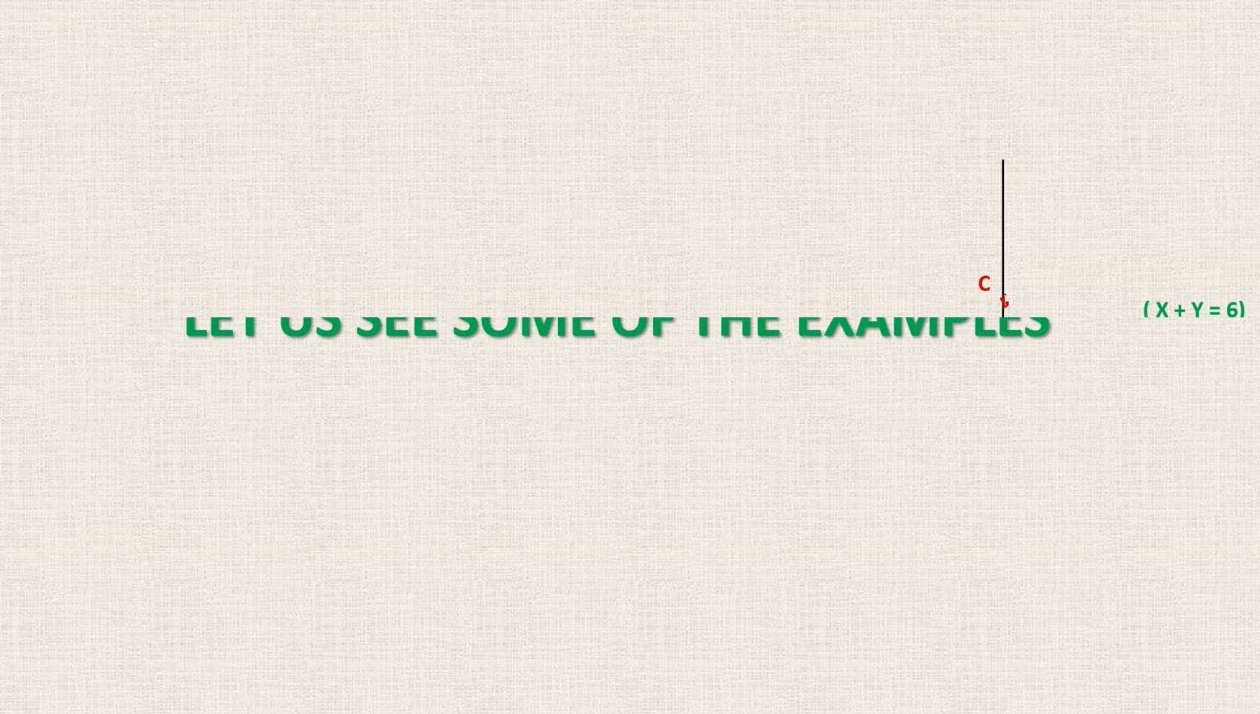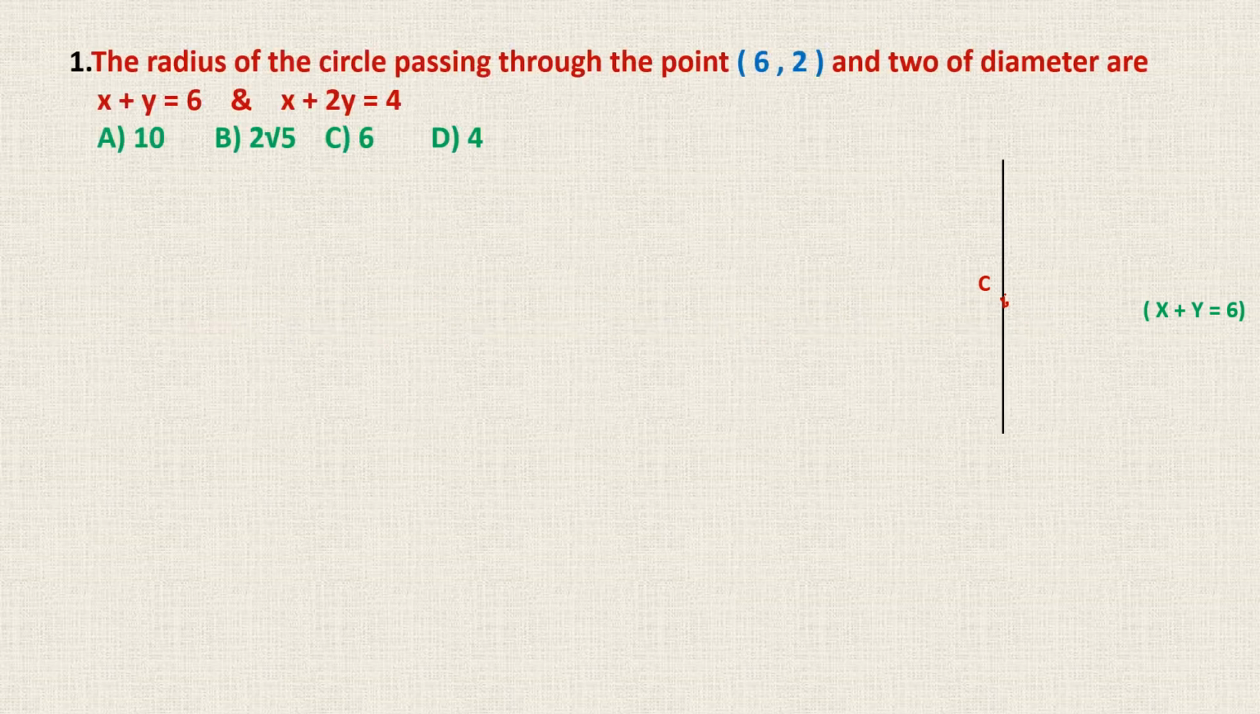Let us go through some of the examples on circles regarding the content that we have covered in this video. Example 1. Radius of the circle passing through point (6, 2) and two of whose diameters are x plus y equal to 6 and x plus 2y equal to 4. Let us go through the problem. It asks us to find the radius of a circle which is passing through point (6, 2) and two of its diameters are x plus y equal to 6 and x plus 2y equal to 4.